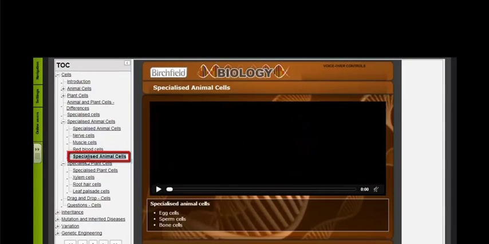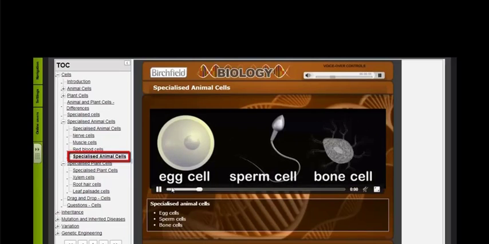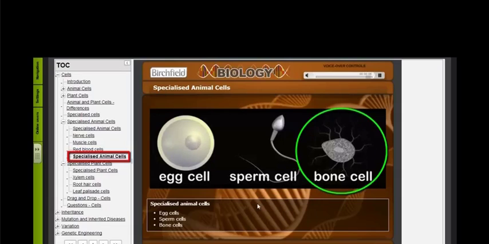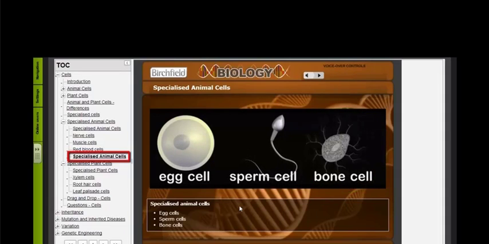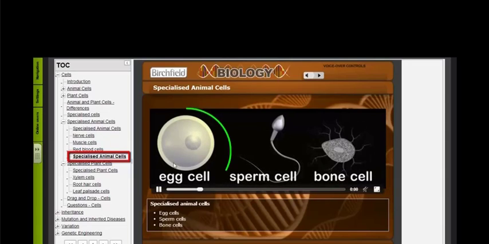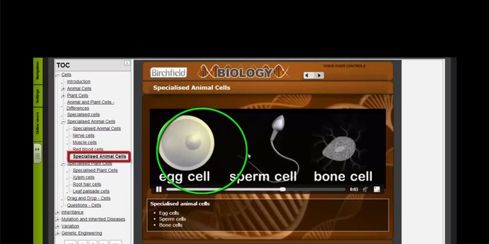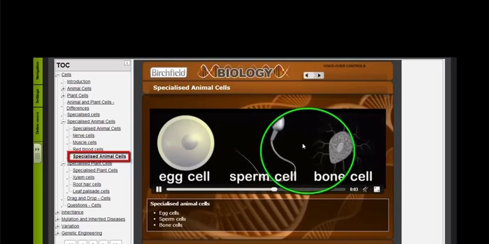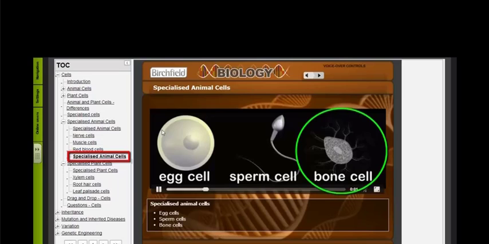We also have more specialized cells, like the egg cell, the sperm cell, and the bone cell. And here we also see how differently they look from each other and from the typical cell. The egg cell is the sex cell found in females. The sperm cell is the sex cell found in males. And of course, the bone cells are the specialized cells that make up our bones.